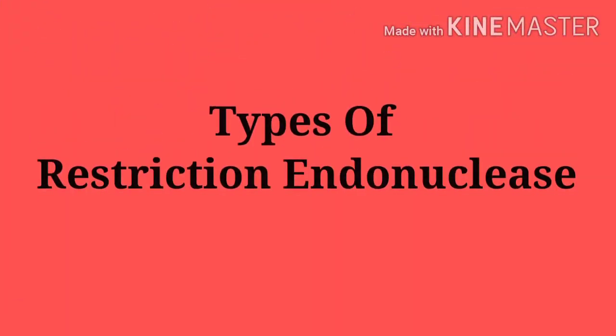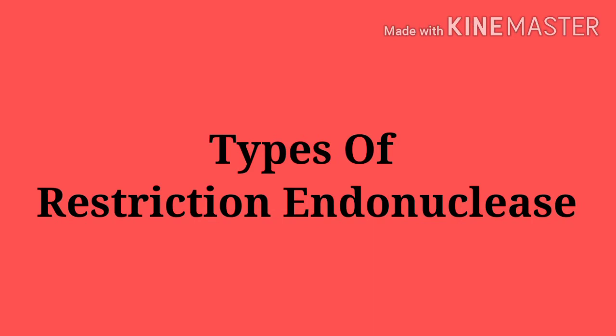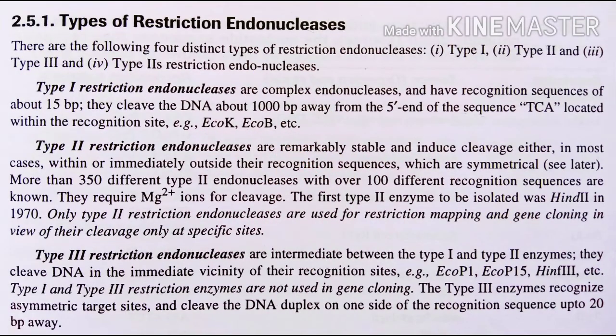Next, the types of restriction endonuclease enzyme. At first, type 1 restriction endonucleases are complex endonucleases and have a recognition sequence of about 15 base pairs. They cleave about 1000 base pairs away from the 5' end of the sequence TCA located within the recognition site. For example, EcoK, EcoB, etc.